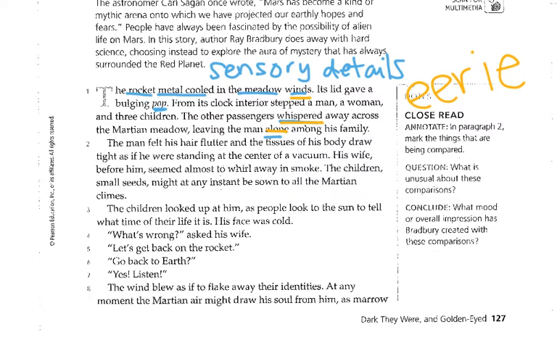The man felt his hair flutter and the tissues of his body draw tight, as if he were standing at the center of a vacuum. Again, I'm getting a really great sense of maybe being uncomfortable. If you can feel your hair in the breeze, maybe that's a sensory detail about setting, but it also goes along with that sense of the wind blowing. But if the tissues are drawing tight, that means he's kind of clenching up. And then I also see that it's like he's standing in a vacuum. Again, a very uncomfortable scene that he's setting, even though it's kind of beautiful.